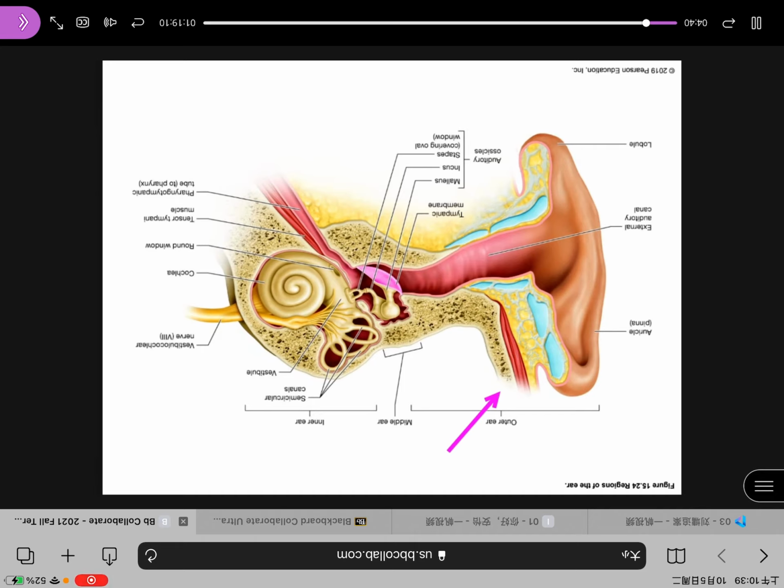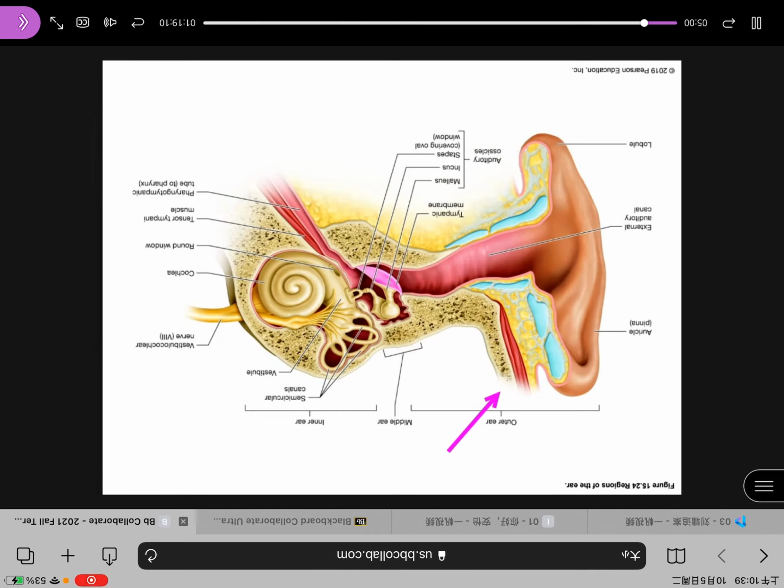Okay, so the outer ear, by the way, is also referred to as the external ear. But look at the brackets. If you look at the brackets carefully, the external ear does consist of a few important things. So let's look at the important things that are found in the outer or external ear.